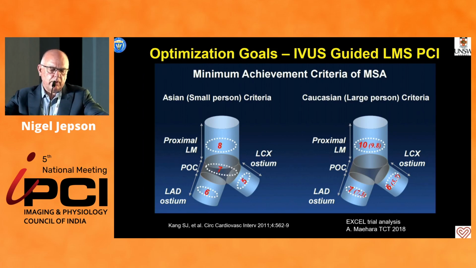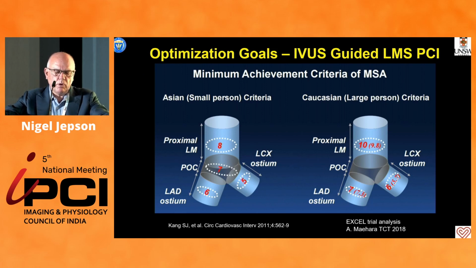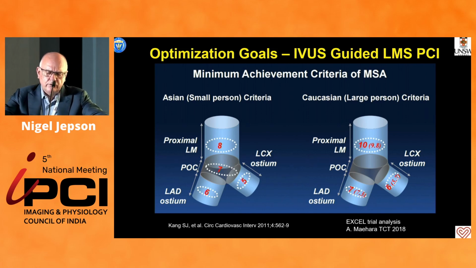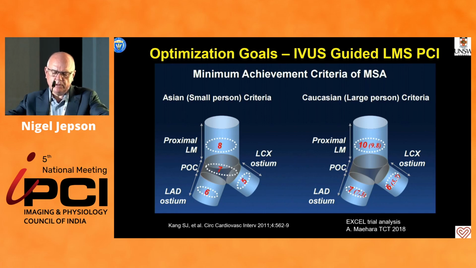And we know our optimisation goals in the left main with IVUS, with a complex intervention, what the minimum achievement criteria of an MSA should be. Initially, this is over 10 years data from Kang from South Korea. So this is a smaller body surface area population. The rules 5, 6, 7, 8. So a minimum MSA in the left circ prox is 5, 6 in the prox ostial LAD, and if the left main is 8. But in a Caucasian and a larger body surface area population from XL, perhaps 6 millimetres squared in the circ, 7 in the LAD, and up to 10 in the left main are our criteria.